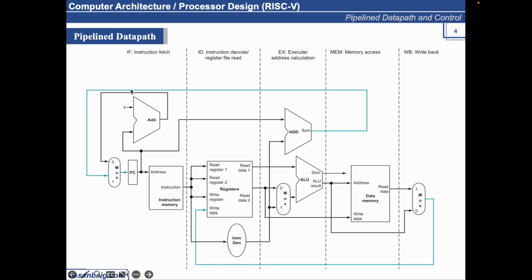So this is the instruction fetch phase. This one is the instruction decode or register file read phase, where the instruction is decoded here, and then the registers are read. And then the execution phase, where the instruction is executed or the address is calculated depending on what instruction we are executing. Similarly, this is the memory phase and the write back phase, which writes the results back into the register file.